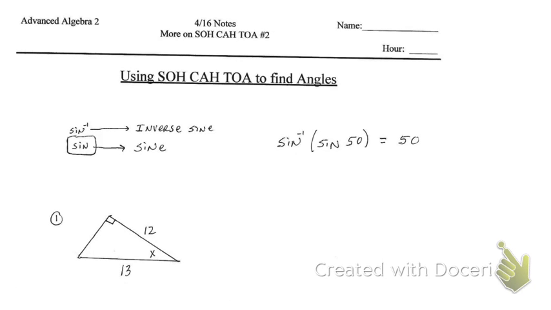Okay, Advanced Algebra 2. Yesterday we started looking at SOHCAHTOA and using it to find sides, and today we're going to use it to find angles.